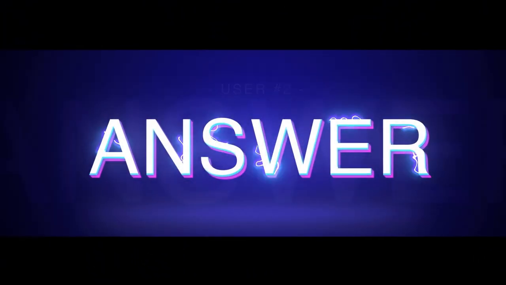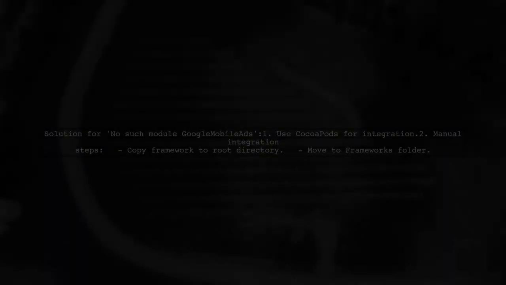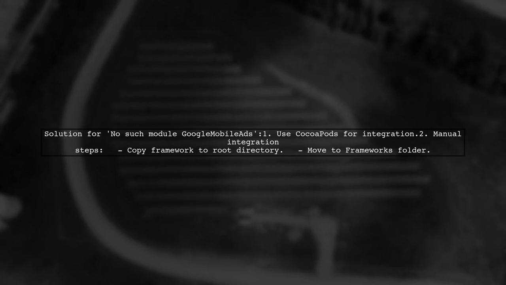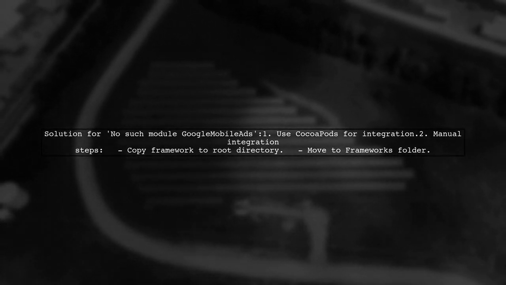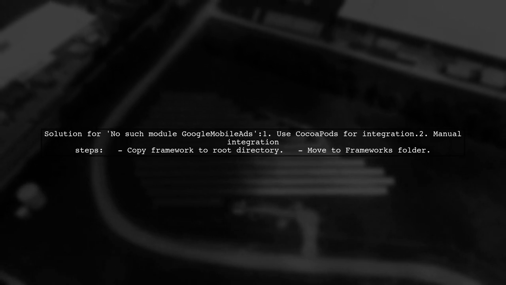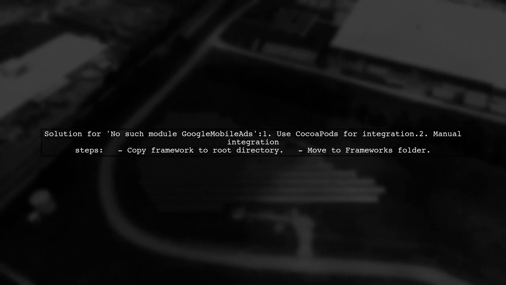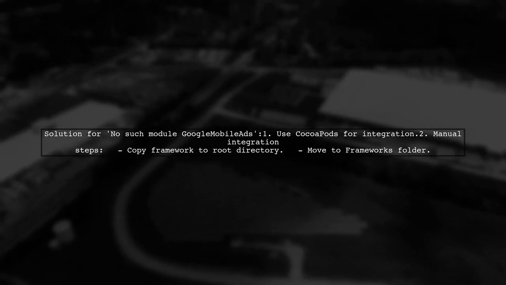Let's now look at another user-suggested answer. If you're facing the No Such Module Google Mobile Ads issue in Swift 3, one user recommends using CocoaPods for integration. Alternatively, you can manually integrate the SDK by copying the framework to your root directory and later moving it to the frameworks folder.